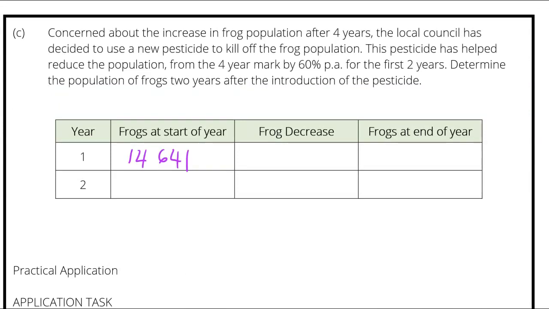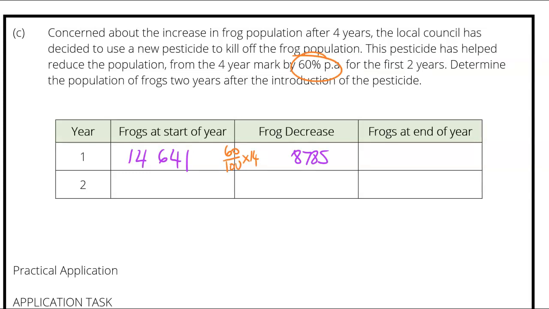The local council decided to use a new pesticide to kill off the frog population. This pesticide helped reduce the population from the 4-year mark by 60% per annum for the first 2 years. Determine the population 2 years after the introduction of the pesticide. See if you can finish off that table. So that is a percentage decrease problem this time.